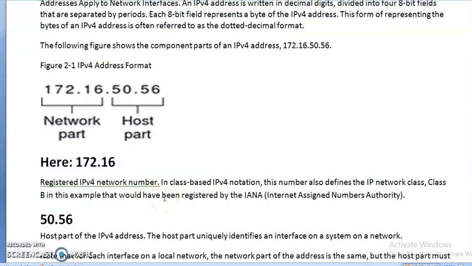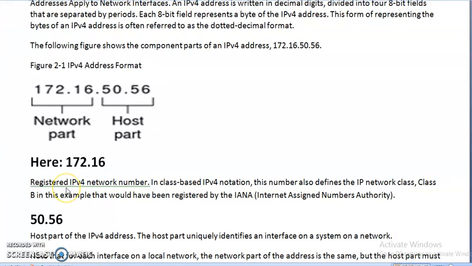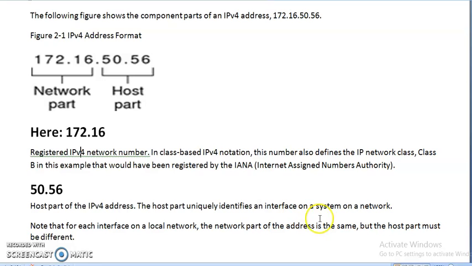The full form of IANA is Internet Assigned Numbers Authority. And the second part, 50.56, is the host part of the IP version 4 address. The host part uniquely identifies an interface on a system on a network. Note that for each interface on a local network, the network part of the address is the same, but the host part must be different.